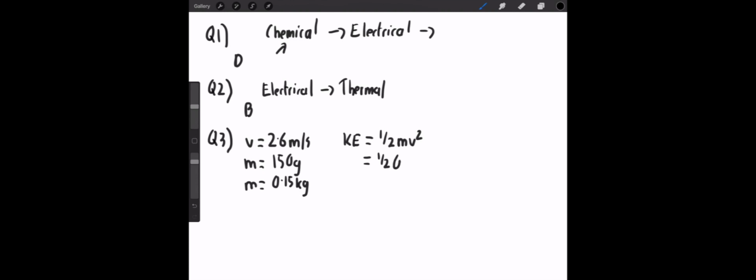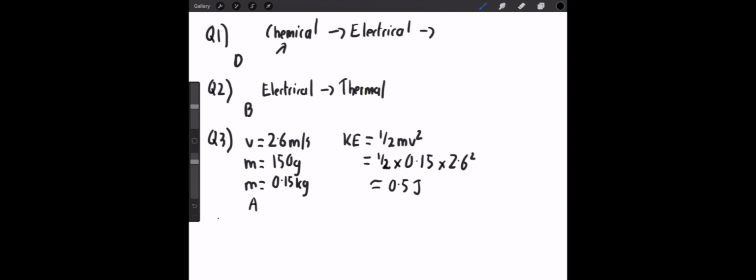Putting in 0.15 here, not 150, and then we're only squaring the 2.6, so it's 2.6 squared, which should give us our answer of about 0.5 joules. So the answer is A.